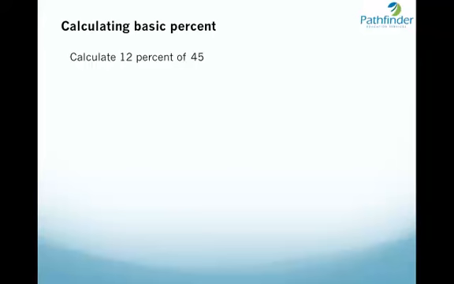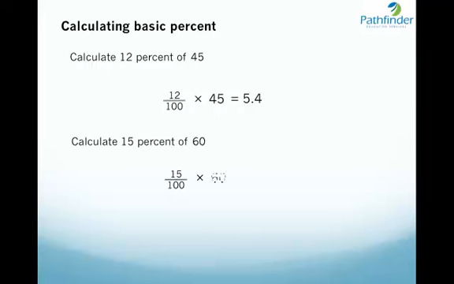So calculate 12% of 45. How do you calculate that? 12% can be written as 12 divided by 100 multiplied by 45, which yields 5.4. If you simplify this, it will yield 5.4. Calculate 15% of 60. So 15% is written as 15 by 100 into 60, which will yield, on simplification, a value of 9.